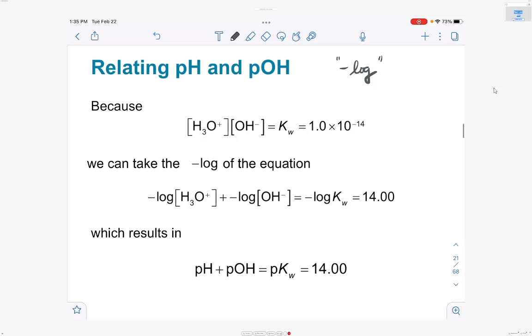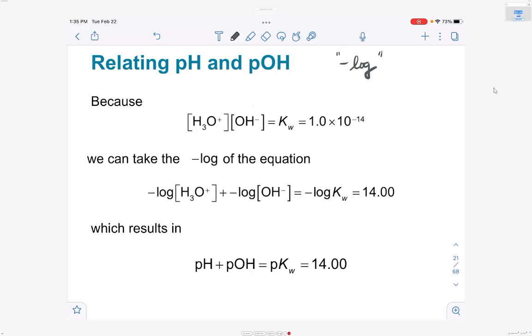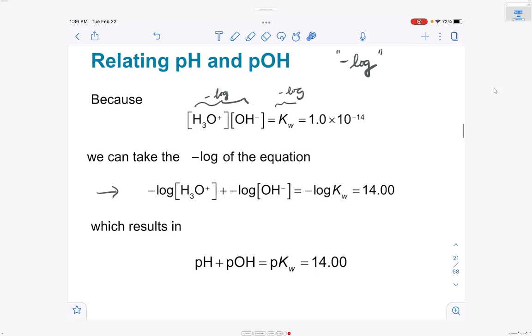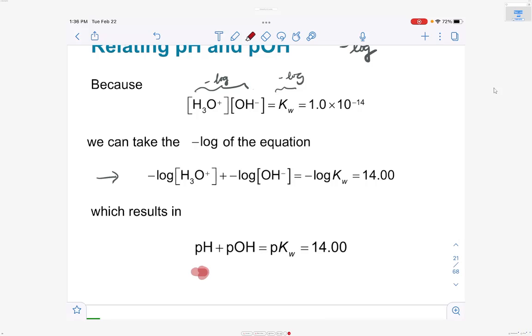Since the equilibrium constant expression for water is Kw, and it has a formula of proton concentration or hydronium concentration times hydroxide concentration, if we take the negative log of both sides, you get an equation that looks like this, from which we can obtain another useful expression: pH plus pOH equals pKw, which is 14. This is true for neutral pure water.